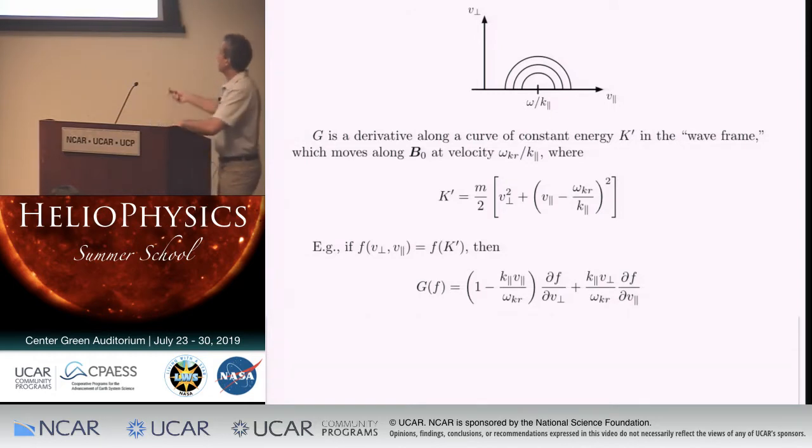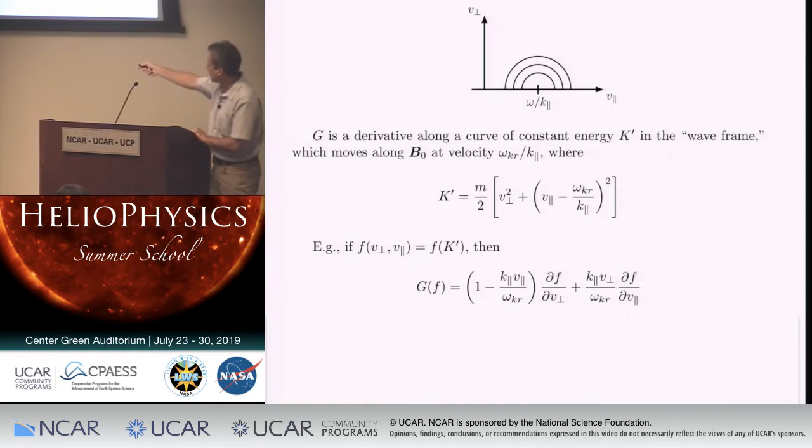So consider the wave frame. Here's v parallel and v perp. The wave frame, what I'm calling the wave frame, is a frame which moves along b naught at velocity omega over k parallel. So a particle with v parallel equal to omega over k parallel is keeping pace with the wave. The wave's phase velocity, remember, is omega over k in the parallel direction, omega over k parallel. That would be the speed of the wave frame. The energy in that frame is given by this expression, m over 2 times v squared, but not the total v of the laboratory frame. It's the v relative to that velocity. So v perp squared plus v parallel minus omega over k parallel squared.